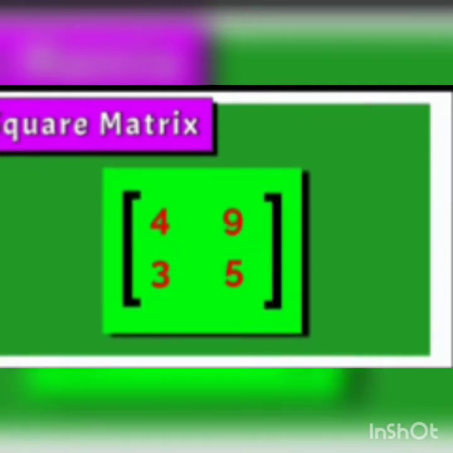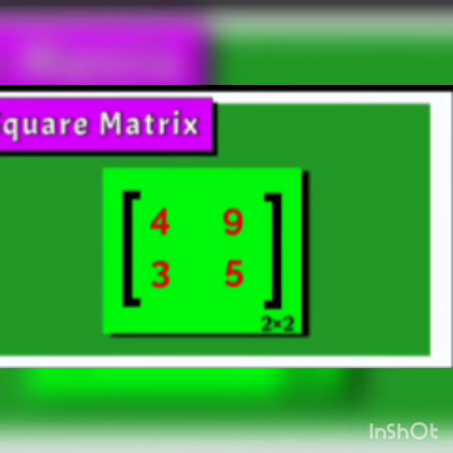Example: 4, 9, 3, 5. The order is 2 into 2. We can see here clearly that the number of rows and number of columns are equal to 2. It is a matrix of order 2 into 2, with elements 4, 9, 3 and 5. It's an example of a square matrix.